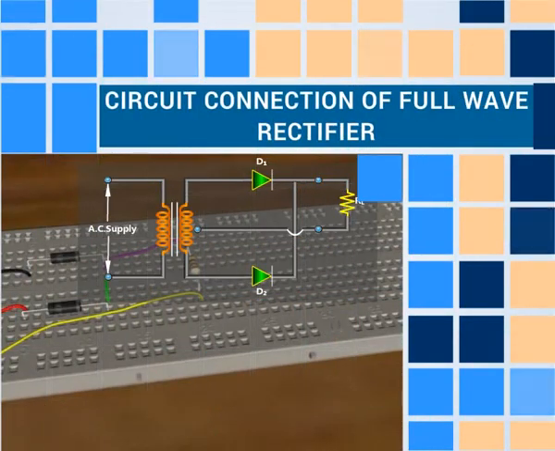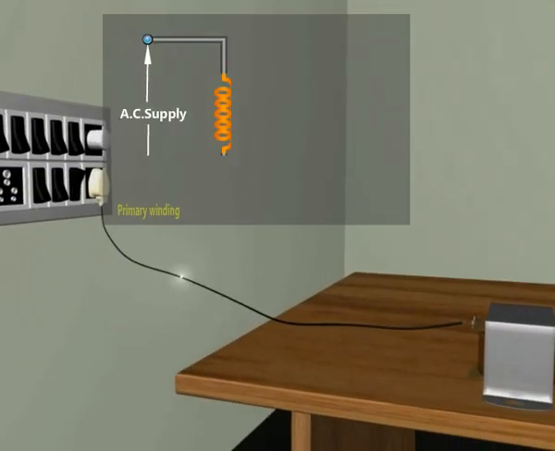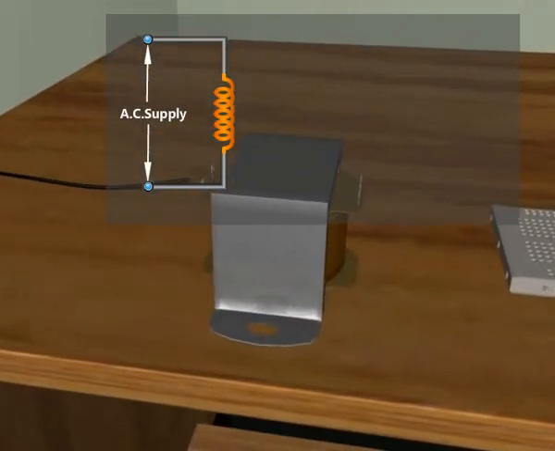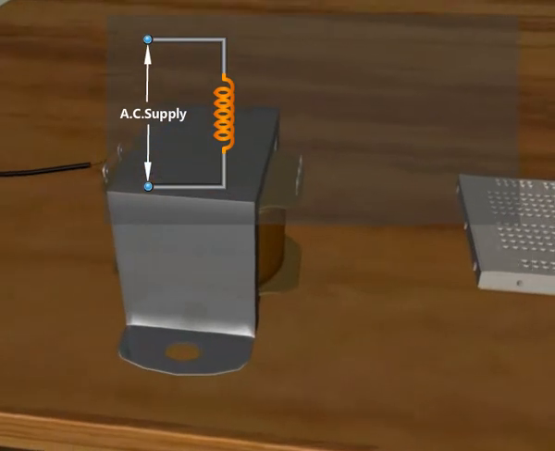Circuit connection of full wave rectifier. In this video, we are going to see the breadboard connection of full wave rectifier. Primary winding of the transformer: the AC supply is given to the primary. Secondary winding of the transformer.